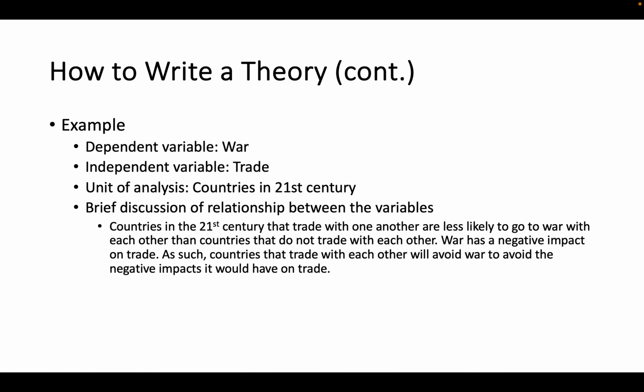Here's an example. So imagine that our dependent variable is war, and our independent variable is trade. Our unit of analysis will be countries in the 21st century. So, how do we explain the relationship between the independent variable and the dependent variable? Countries in the 21st century that trade with one another are less likely to go to war with each other than countries that do not trade with each other.